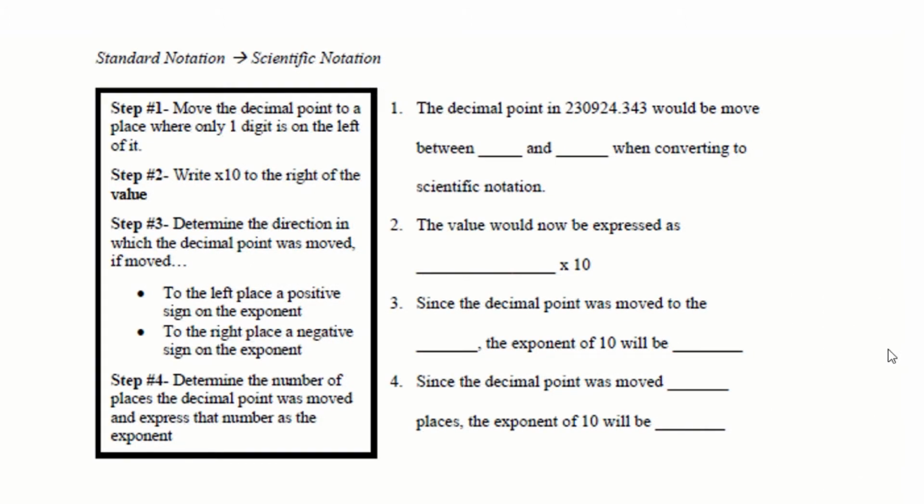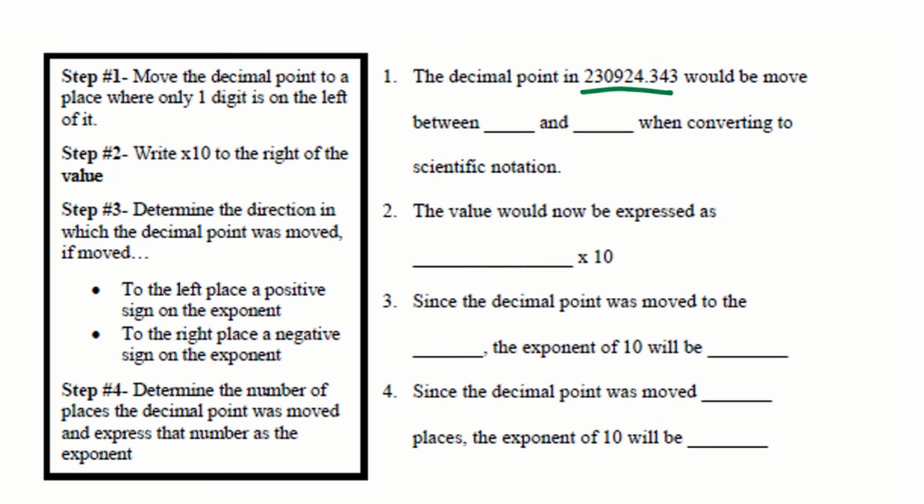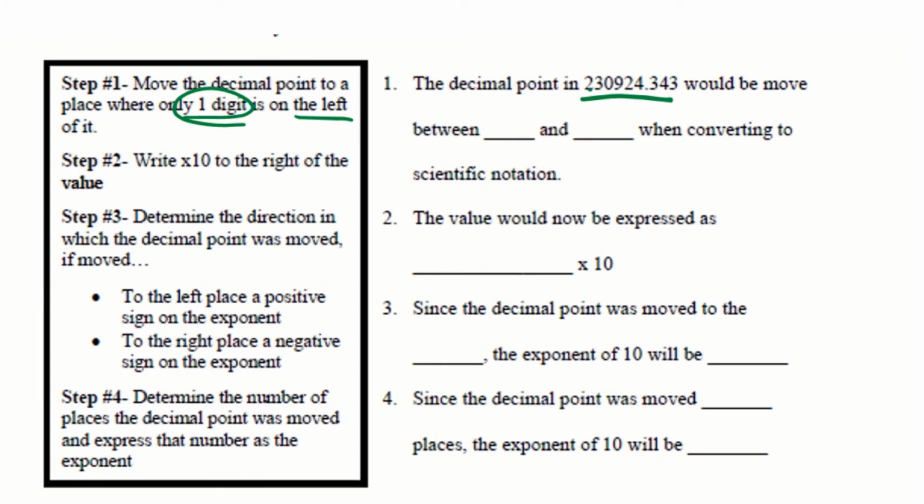Step 1 is where you move the decimal point to the place where only one digit is on the left side of it. For instance, let's say that the decimal point in this number would be moved between which 2 digits when converting to scientific notation? Well, we want to leave only one digit to the left of it. So that means that it would have to be moved all the way over here. So that would be between 2 and 3.